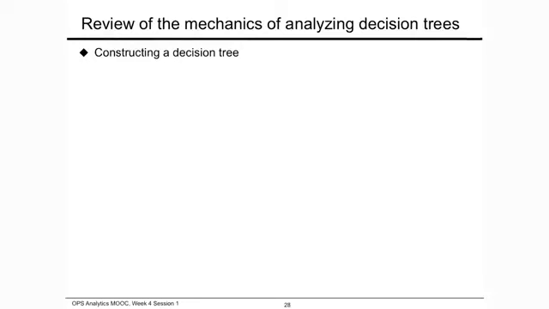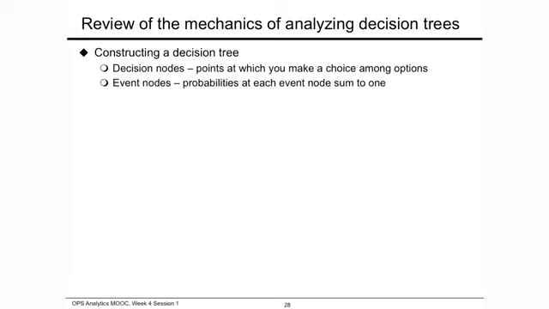First, we construct a decision tree. And a decision tree has three parts. It has decision nodes. Those are points at which you make choices among options. It has event nodes. Those are moments in time when there's a random occurrence. And finally, there are outcomes. They capture all the costs and rewards leading up to each leaf of the tree.